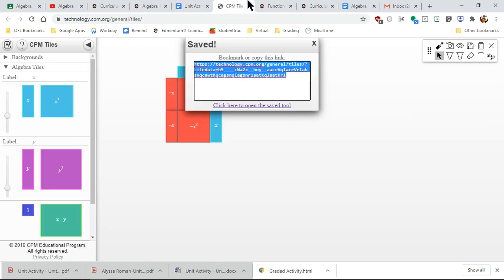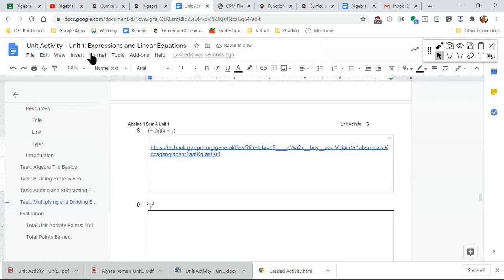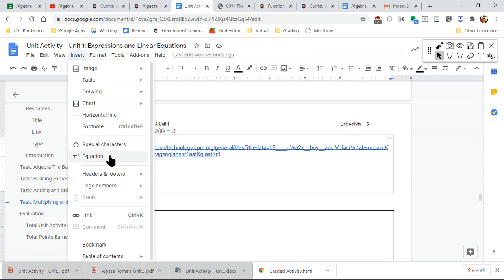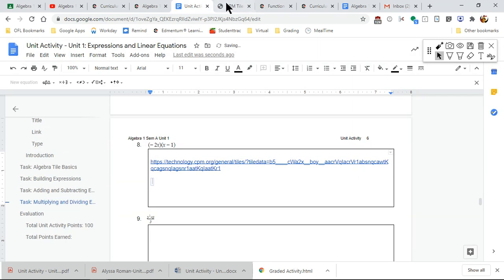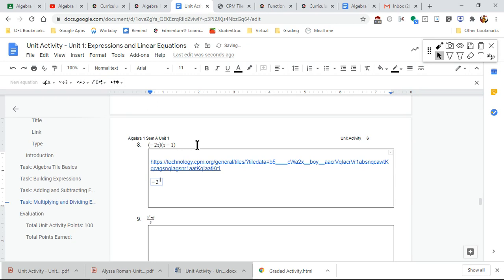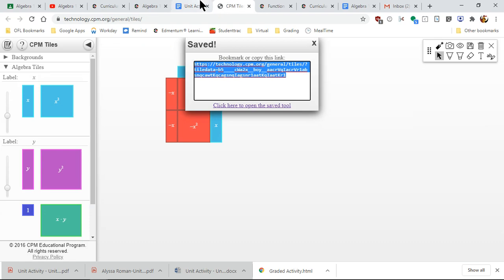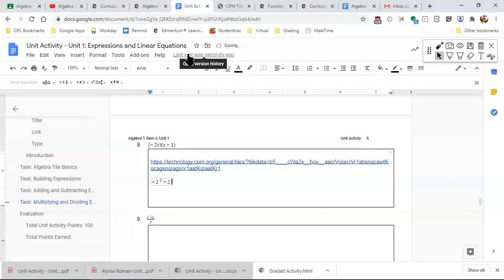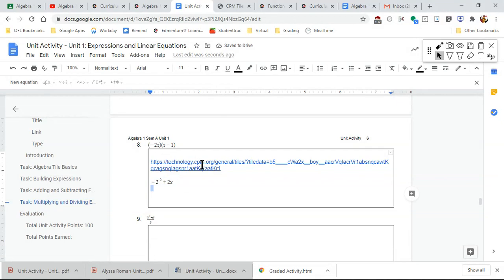And then I'm going to say that my answer is, I'm going to click Insert Equation. My answer is negative 2. Go over here. Gonna hit this little exponent thing right here. Hit right on my keyboard, negative 2x squared plus 2x. Or you can put a picture here if you want, but somewhere you have to write down your answer.